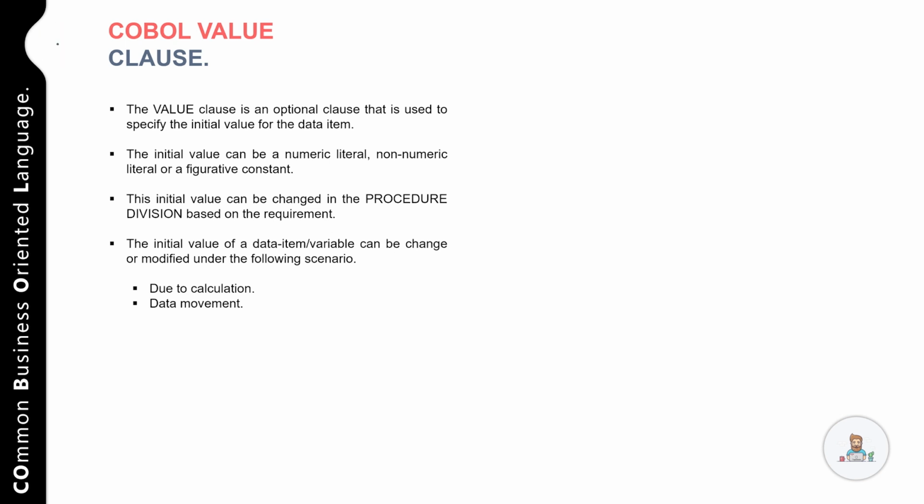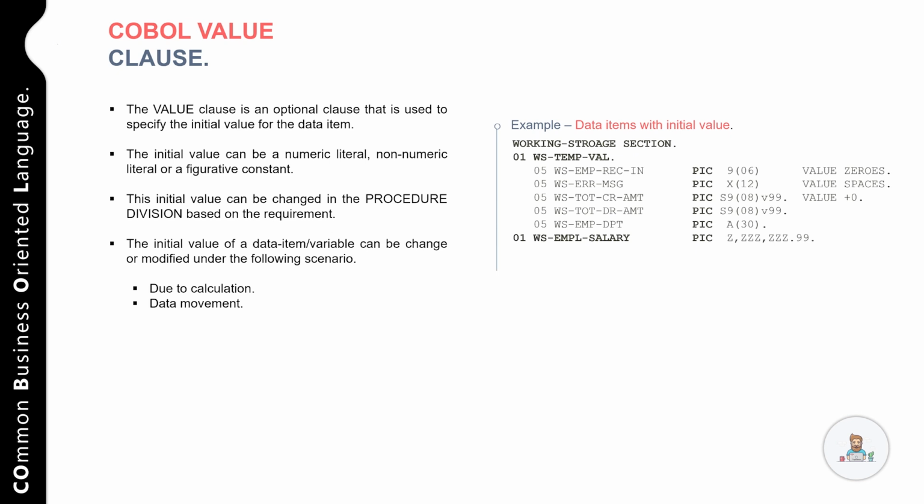The initial value of a data item or variable can be changed or modified under the following scenarios. The first one is that you are doing some calculation with the help of that temporary variable, or probably you're moving some value from another variable to that particular variable. These are the two possible scenarios where you change the initial value that you've assigned with the help of the VALUE clause. Now let's talk about a couple of examples so that you can understand how exactly you can use the VALUE clause when you're defining variables.